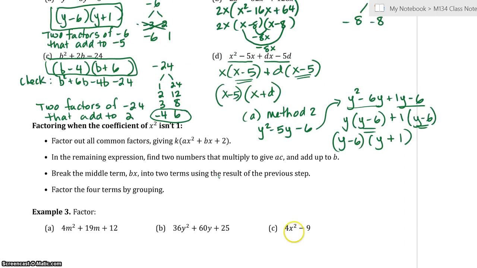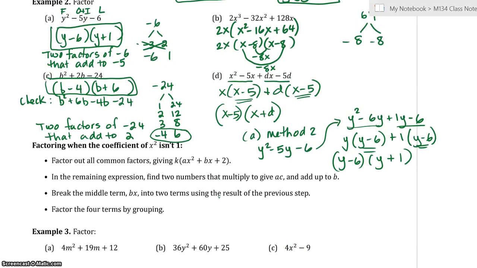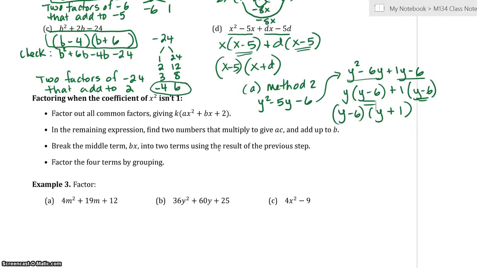Now, for this one, there's really no reason to do that. Those numbers were the answer. But because of this 4 here, and notice how there's nothing common, it's harder to do this as a guessing game because it's not going to just be 2 factors of 12 that add to 19. That 4 is going to mess around.